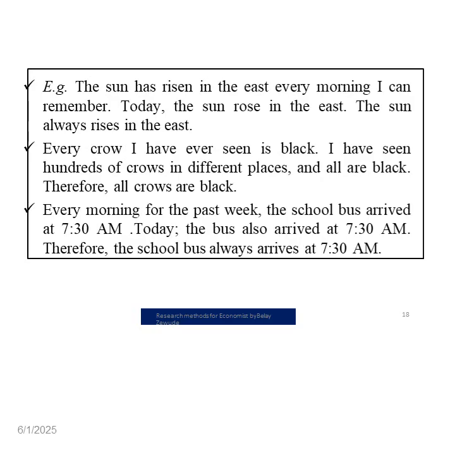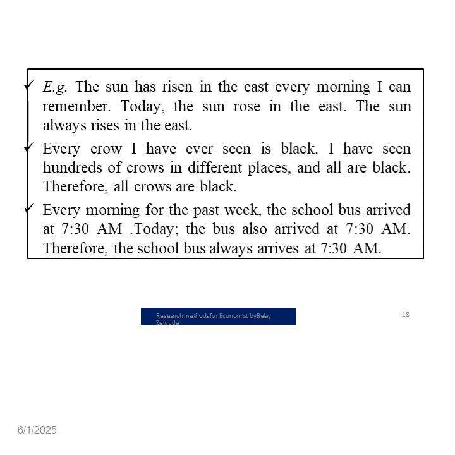Another example: every crow I have ever seen is black. Every crow, or kinds of crows that you see around your environment, around your continent, around your country, is black. I have seen hundreds of crows in different places, and all are black. Therefore, all crows are black. This is specific, I take, and then I go to the general crows.